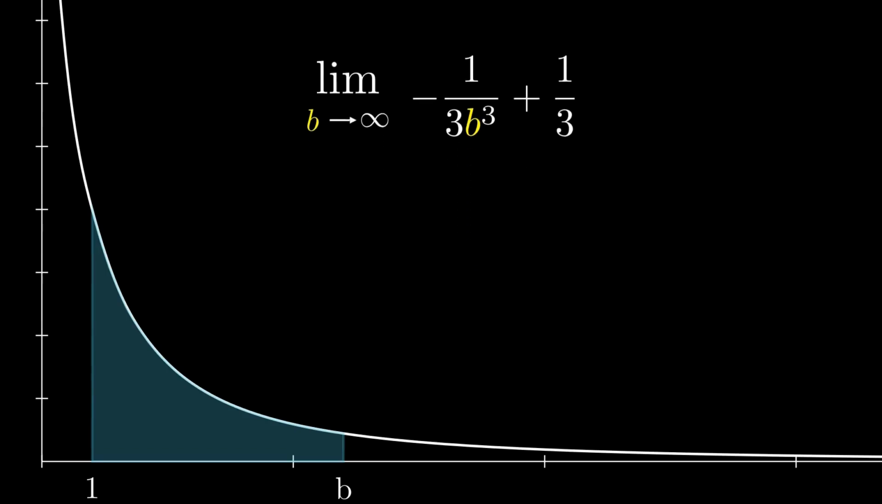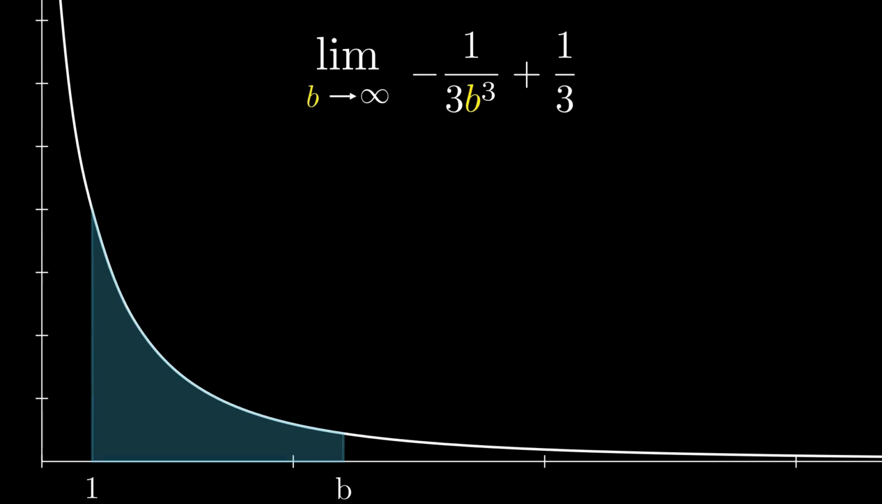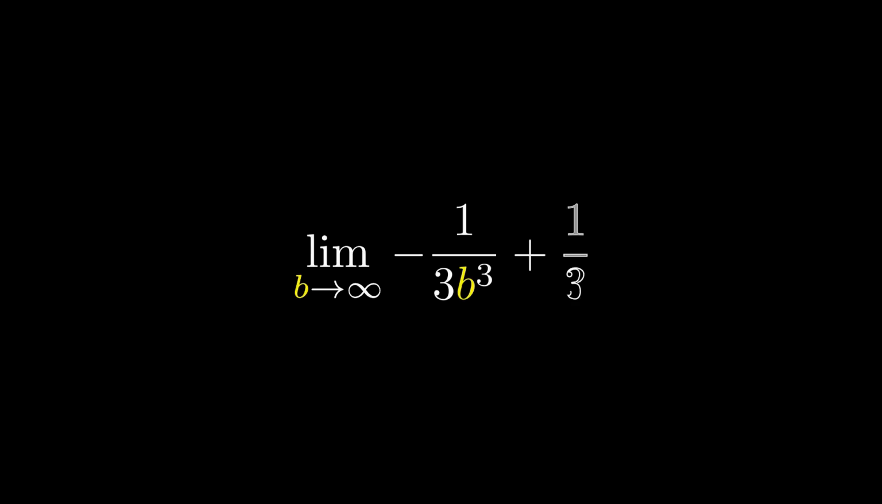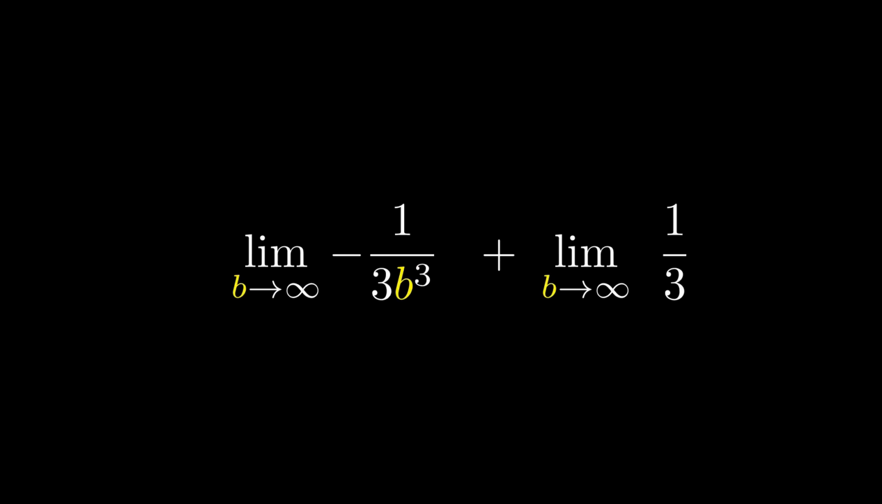Did you see the trick? Instead of letting b equal infinity, because frankly we can't do that, a number can't equal infinity, we observe what happens to the integral as b goes toward infinity. Now we can actually evaluate this limit. We can separate this expression using the limit law of addition. And now let's start with the left limit.